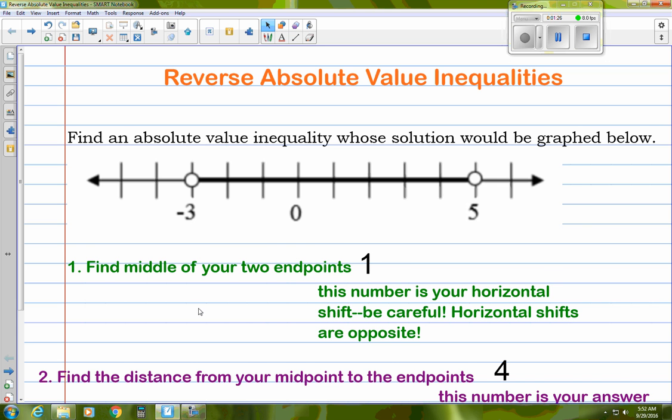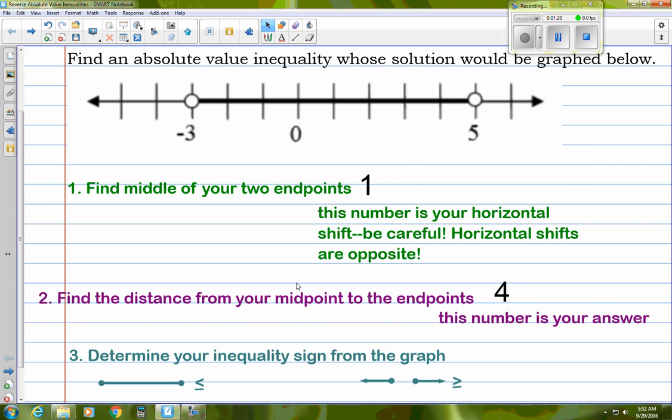Okay, from the midpoint, all we need to do is make sure that we count correctly our distances to our endpoints. It should be the same because the midpoint was in the middle, and that number is 4. This number is our answer, or what we're going to set our inequality greater than, less than, greater than or equal to, or less than or equal to.